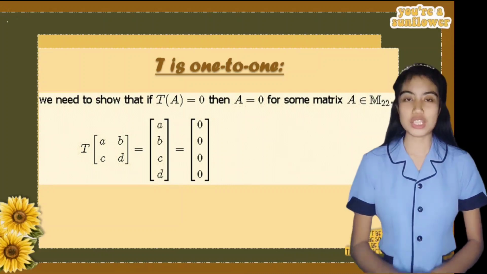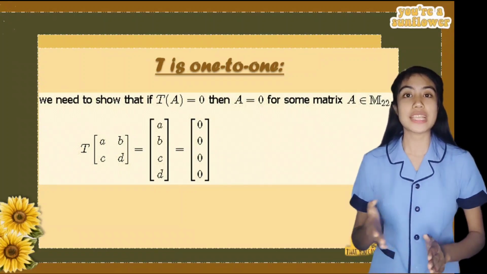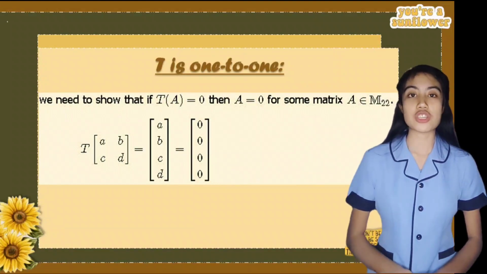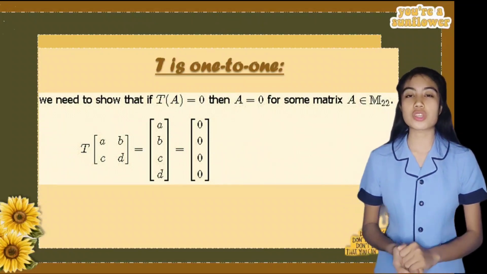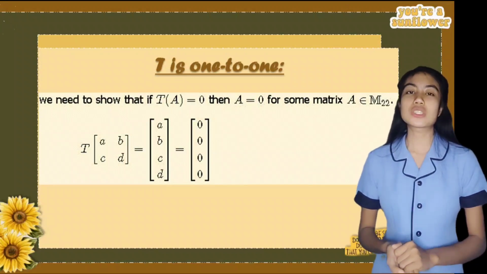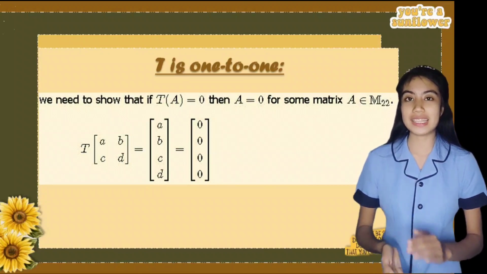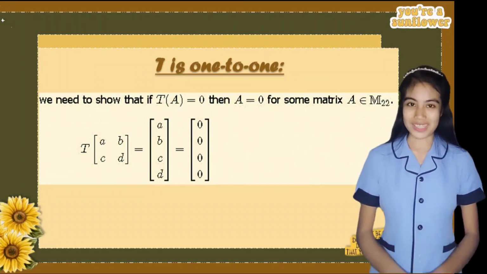So in this equation, a system of linear equations that can be written as T of the matrix with elements A, B, C, and D, we can solve this system of equations by using matrix multiplication. So the only solution to the system of equations is A equals B equals C equals D equals 0. This means that the matrix A, B, C, and D must be the zero matrix. That's why T is one-to-one.